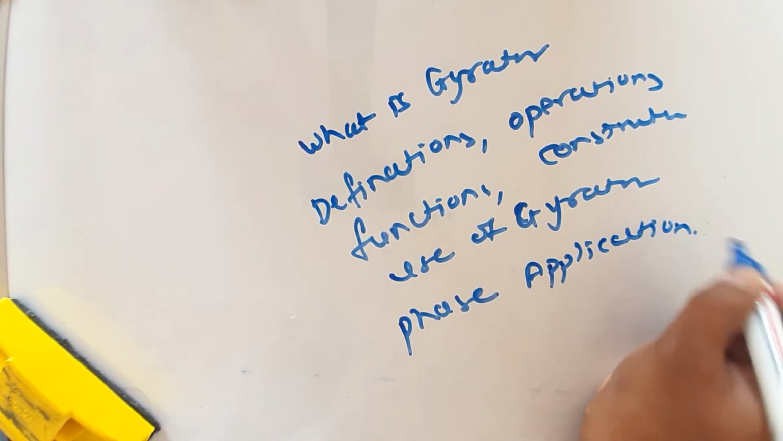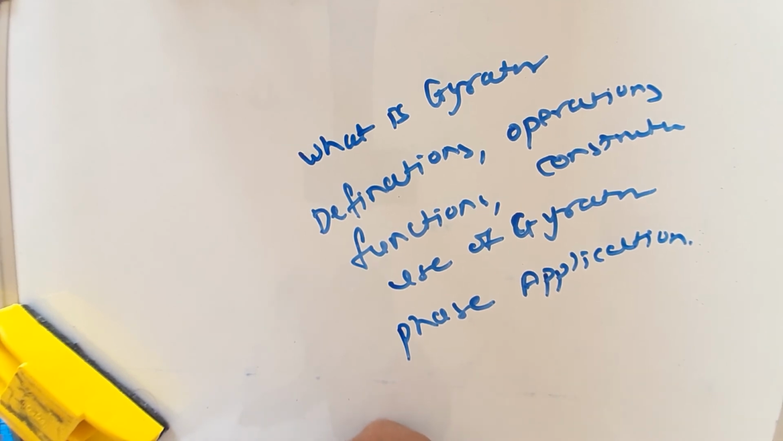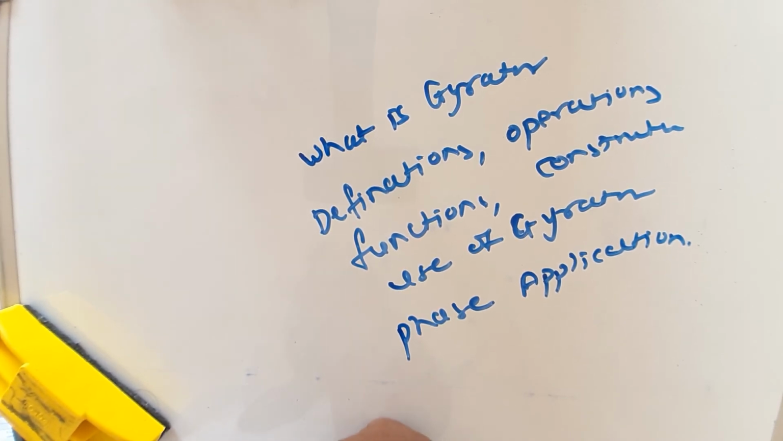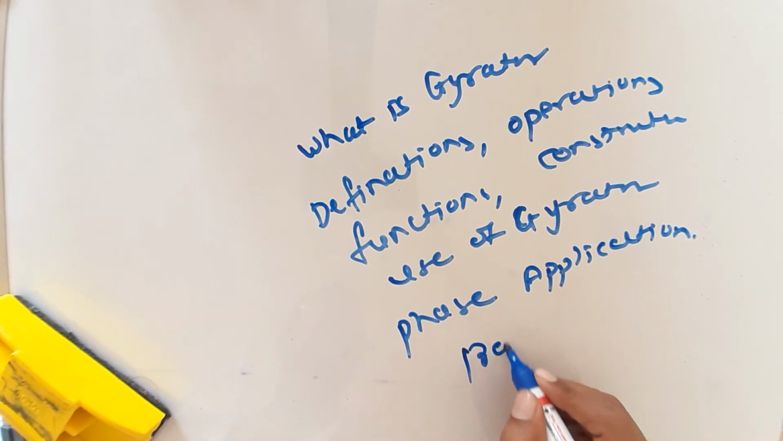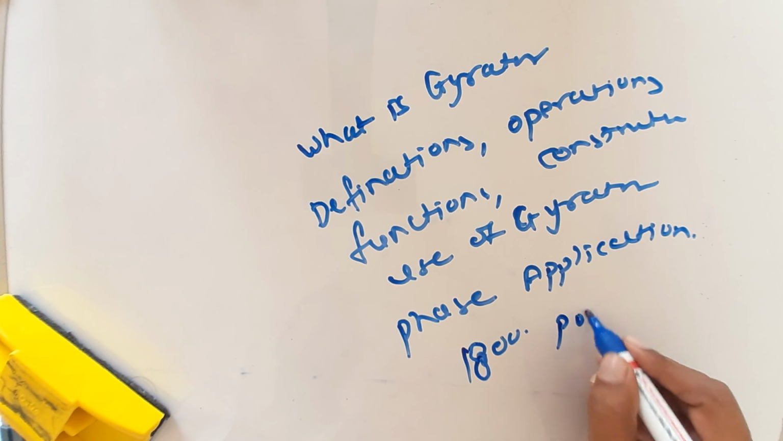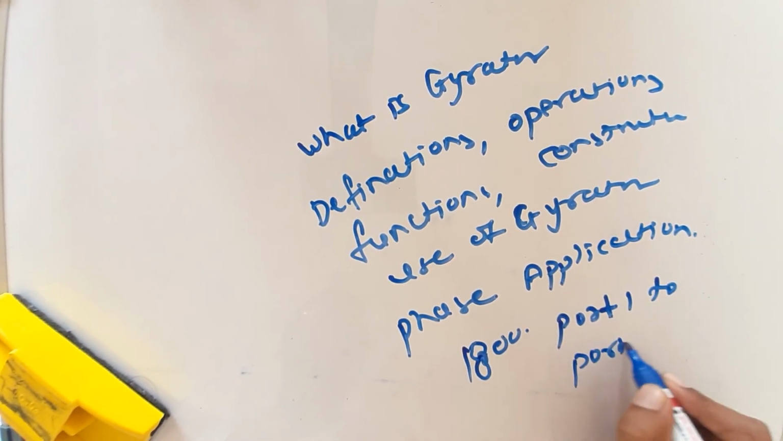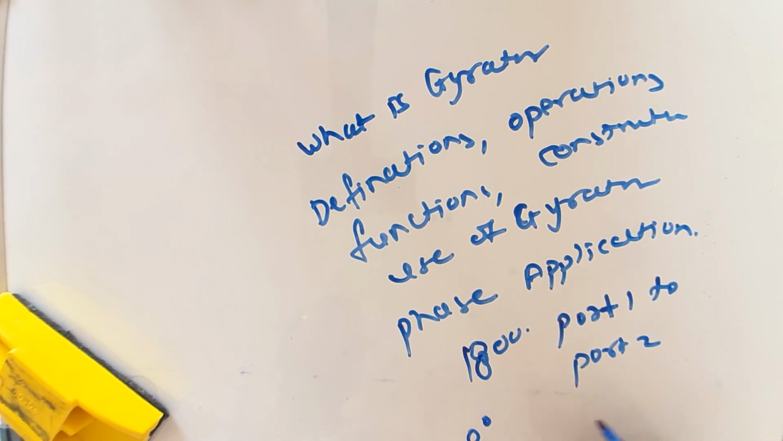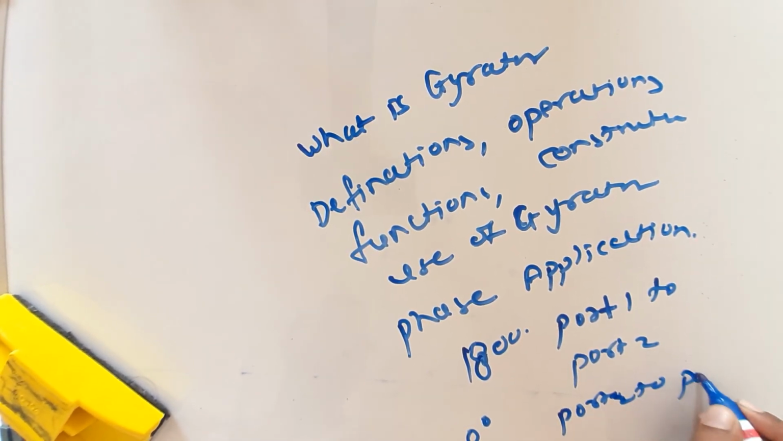Okay, so gyrator, again I will explain it. It is a lossless, linear, non-reciprocal passive device which can alternatively replace inductors. Okay, and it will give the phase shift of 180 degrees from port 1 to port 2, and a phase shift of 0 degrees from port 2 to port 1.